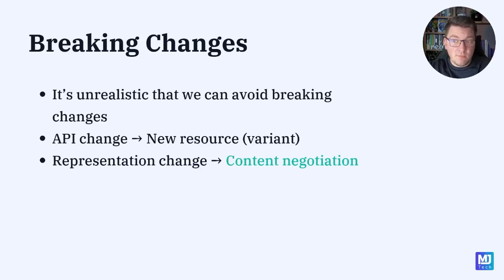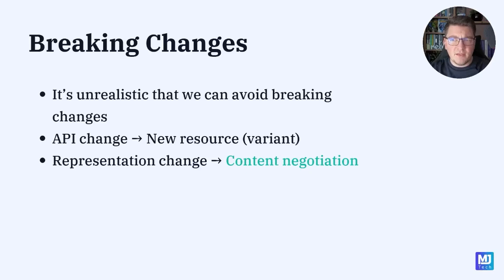But we could also use simple media type versioning to implement content negotiation like this when we need to make a change to our representation of a resource. So it can really be this simple. When we need to make a change to our business rules, we can define a new resource. When we need to modify our representation, then we can use content negotiation to solve this.